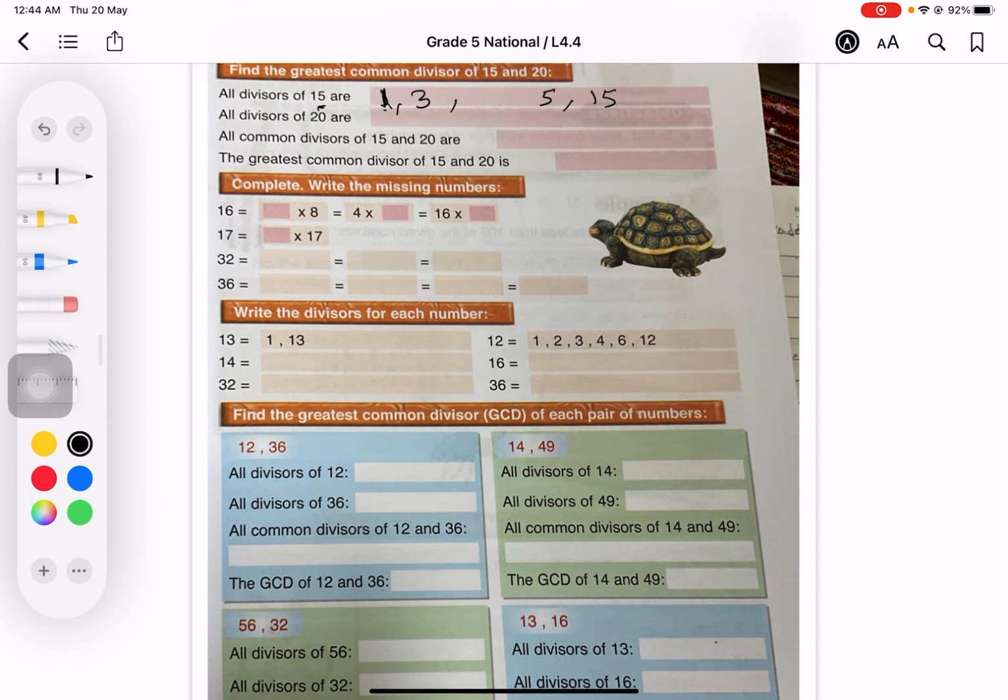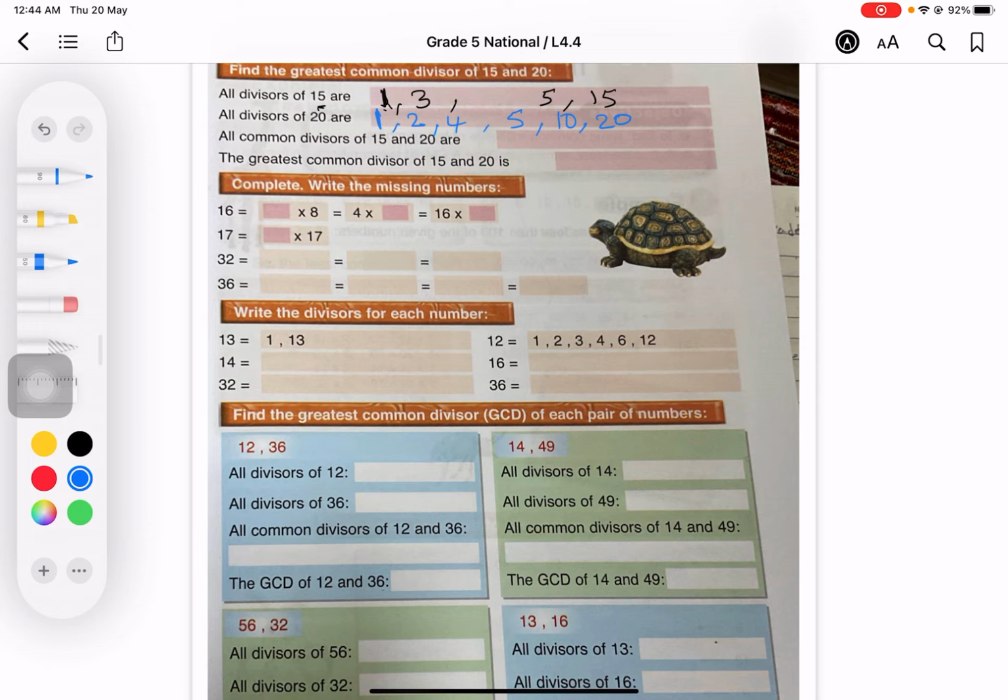Now what about 20? Again, 1 here and 20 here. Now 2 is even, and 20 is an even number, so I can divide it by 2. It's 2 and 10, and 4 and 5. Enough, no more. Now what are all the common divisors of 15 and 20?